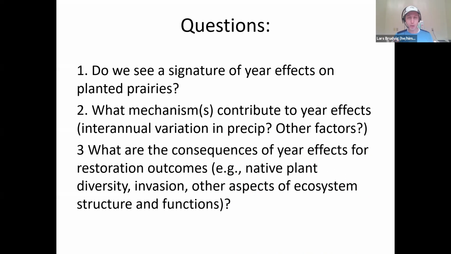If we do, what are the reasons why? What are the mechanisms that contribute to these planting year effects? Is it all about rainfall, or are some of these other factors potentially important as well? And then finally, what are the consequences of planting year effects for these restoration or reconstruction outcomes, for things like native plant diversity, invasion, or other aspects of ecosystem structure and functioning? The sorts of things that we might evaluate reconstruction outcomes based on.